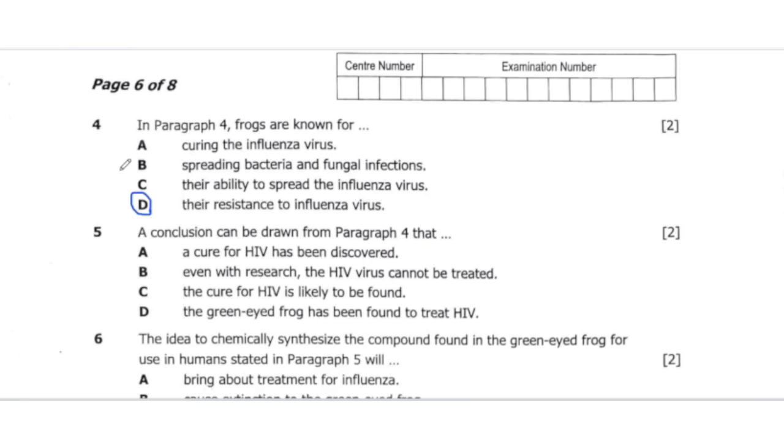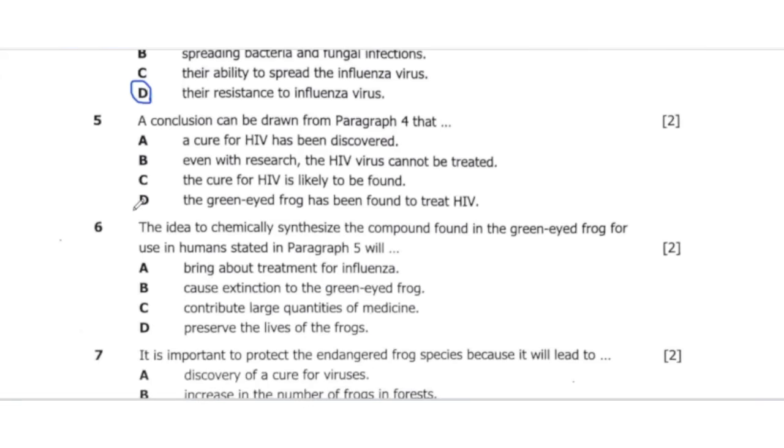Okay, so go to question number five. A conclusion can be drawn from paragraph four that: A, a cure for HIV has been discovered. B, even with the research, the HIV virus cannot be treated. C, the cure for HIV is likely to be found. D, the green-eyed frog has been found to treat HIV. So the correct answer for number five is C.